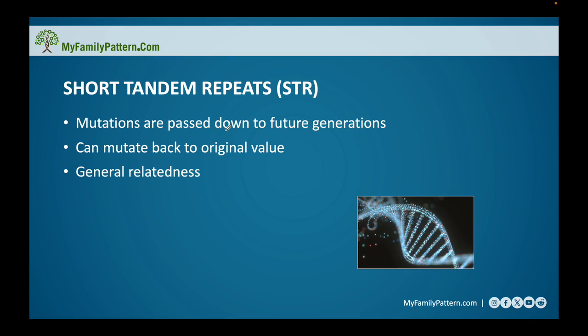Now, when we think about looking at them for candidates, it's going to be important to remember what the Y-111 tests, what it looks at. It looks at short tandem repeats. And if you remember from the first video in the learning module series, we talked about the difference between STRs and SNPs. STRs is what the 111 tests. It's great for identifying mutations because they are passed down to future generations.